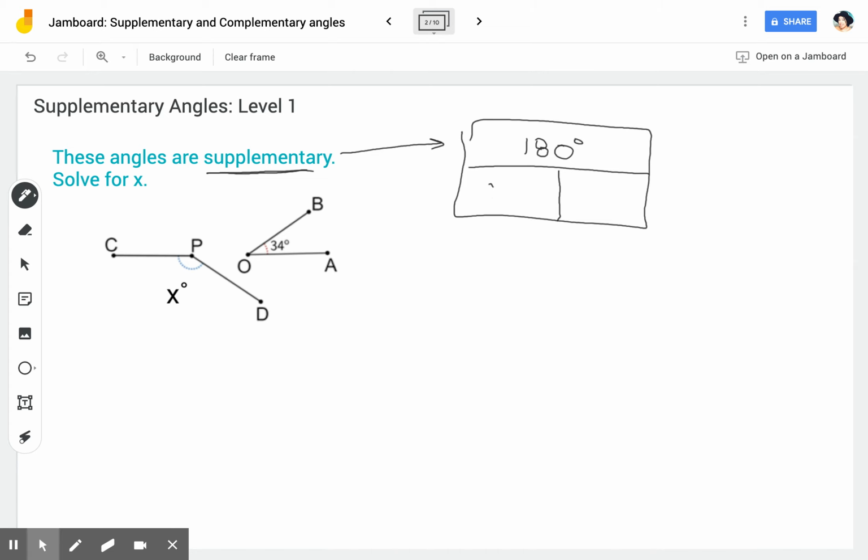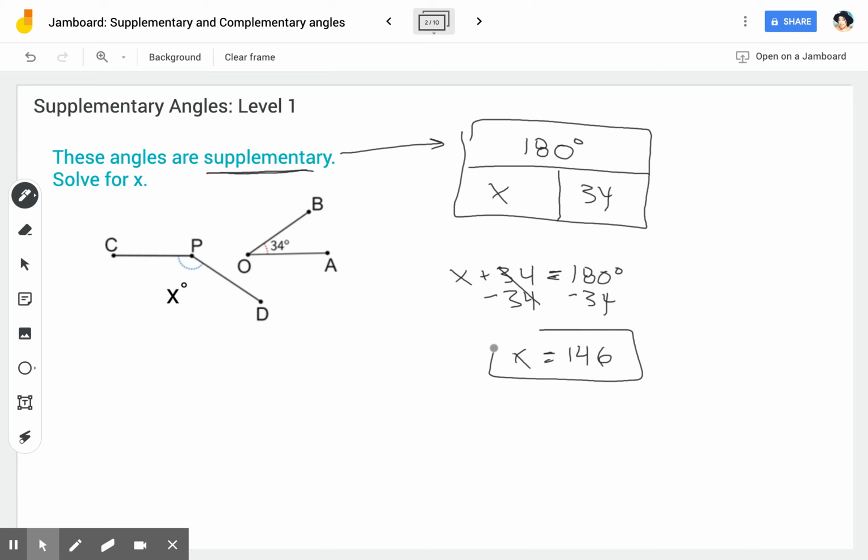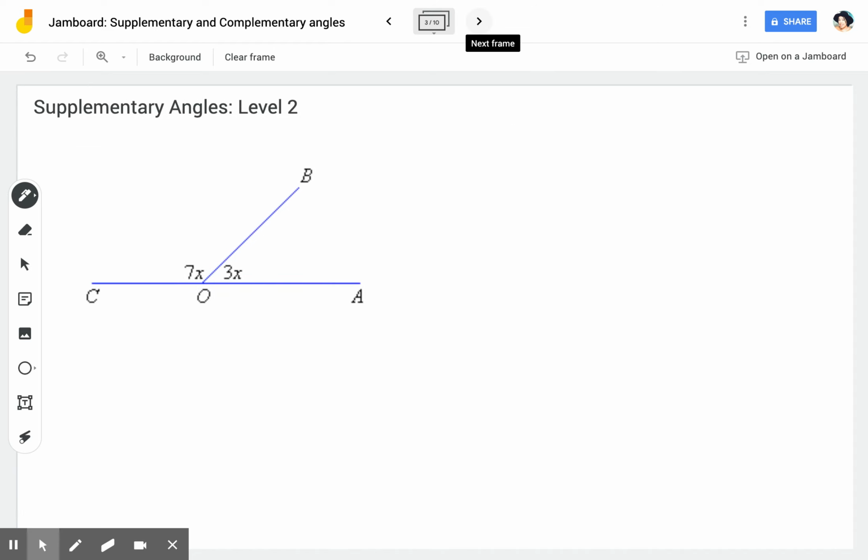So I know that x plus 34 is equal to 180 degrees. And so that's what I'm going to write here. I'm going to say that x plus 34 is equal to 180 degrees. And then when I take 180 and I subtract 34 from that, I get that x is equal to 146. Okay, it's important to have a calculator or something on ready so that you're able to calculate that.